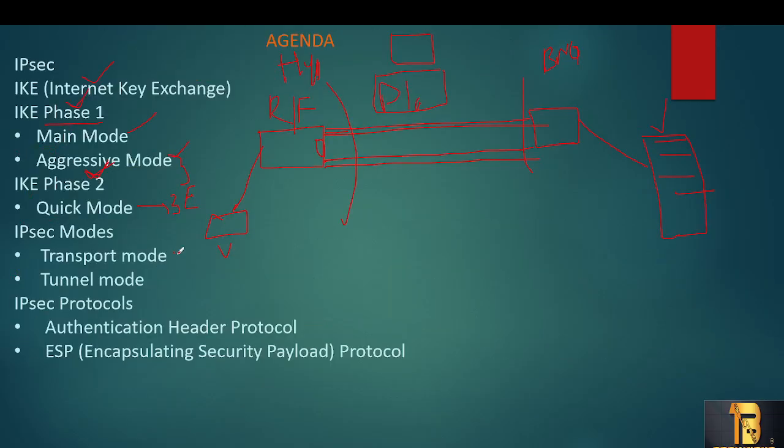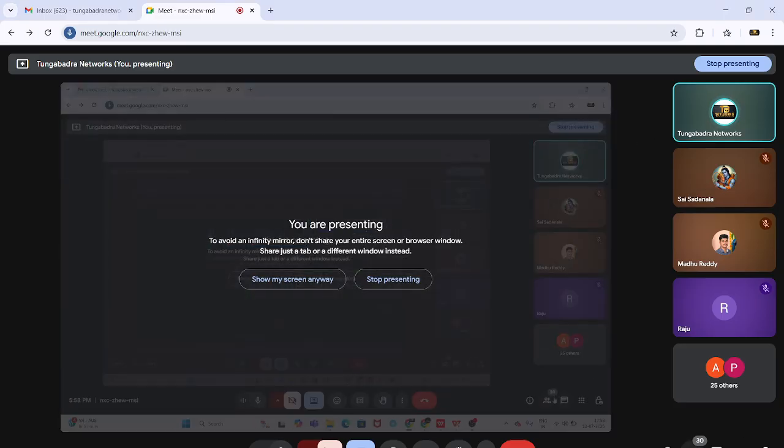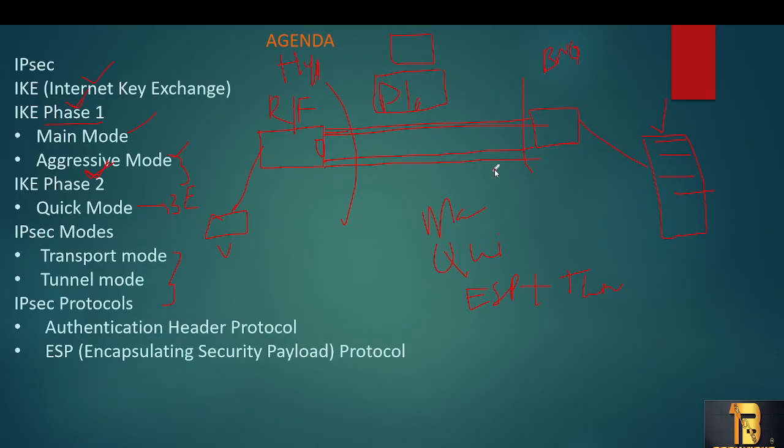We have discussed transport and tunnel mode. Mostly here, if you see, in phase 1 we can use main mode. After that we'll be using quick mode, and after the quick mode we are going to use ESP with tunnel mode, because we are more concerned about our L3 traffic. So in order to protect our L3 traffic, we need more secure methods. So these are the secure methods in IPsec.